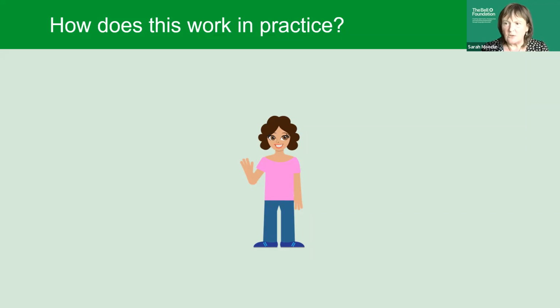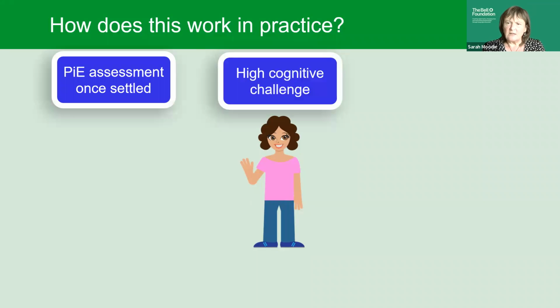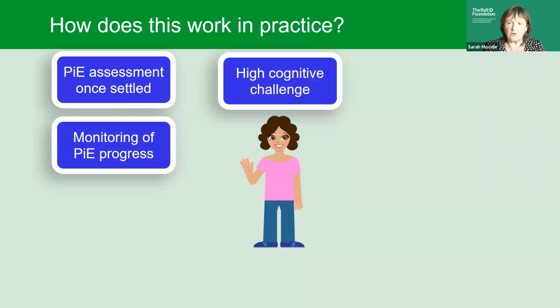She needs to be in middle or upper ability groups where the cognitive challenge is kept high and where there are good role models for behaviour and for language, because new arrivals will tend to copy what they see and hear. When she's had time to settle, conduct a proficiency in English assessment, such as the Bell Foundation one, and start to track her progress in English language acquisition.